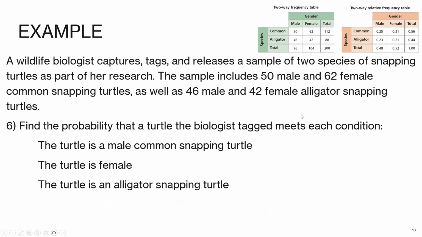So I'm going to go to my relative frequency table. I'm going to find male. I'm going to find common. I see a 0.25. My answer there is 0.25.